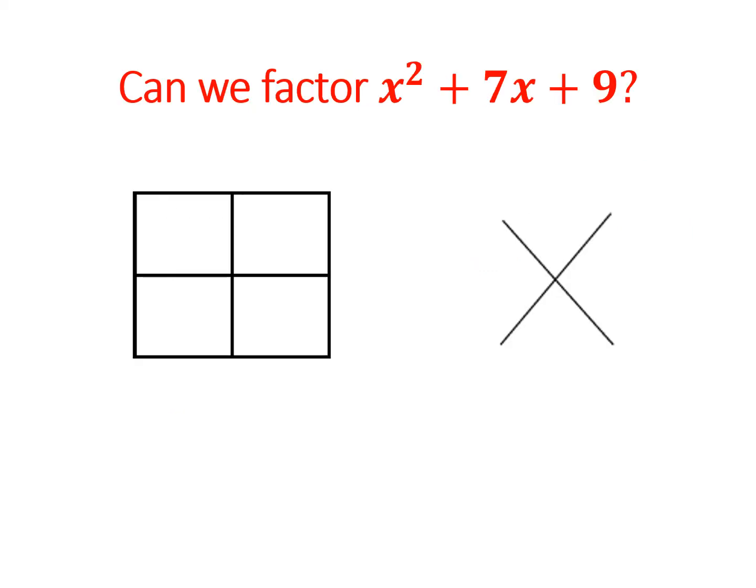All right, this one says, can we factor x squared plus 7x plus 9? So again, that key word there is "can we." So there must be something a little bit different if they're not even sure that we can actually factor this. So let's start out.